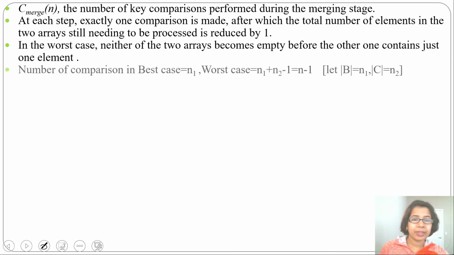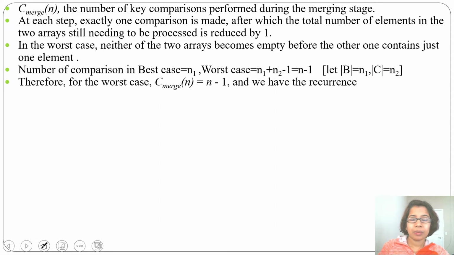So the number of comparisons in the best case is N1, and in the worst case it is N1 plus N2 minus 1. What is N1? Size of B. N2 is the size of C. So in the best case the number of comparisons is the size of B, and in the worst case, addition of both sides, N1 plus N2, is equivalent to n. So in the worst case the number of comparisons is n minus 1. So we can say in the worst case C of merge n equals n minus 1, and we already have the recurrence. Let's put this value in the recurrence.